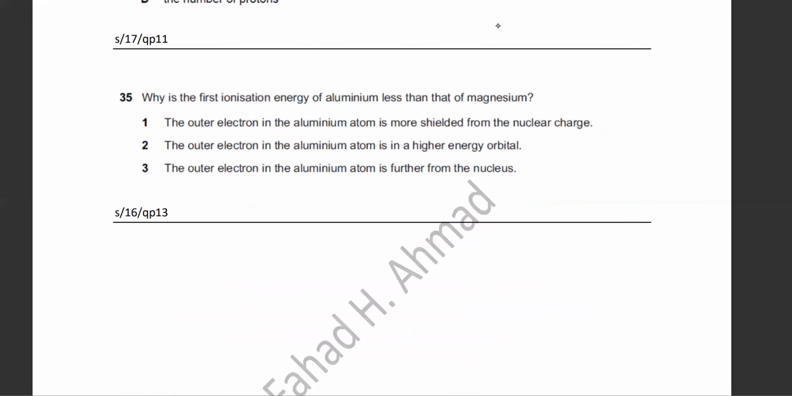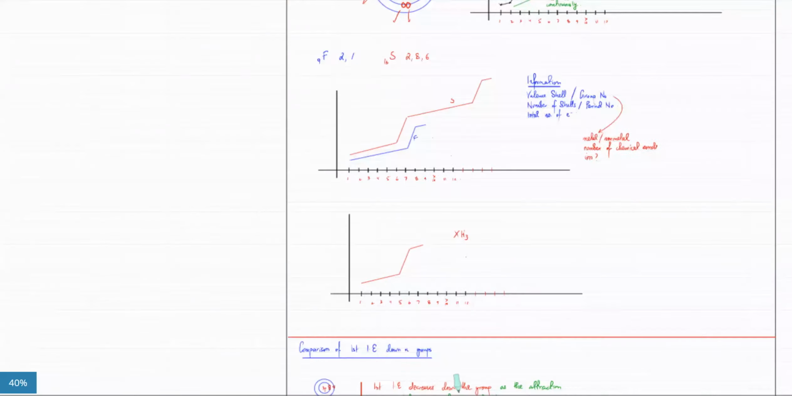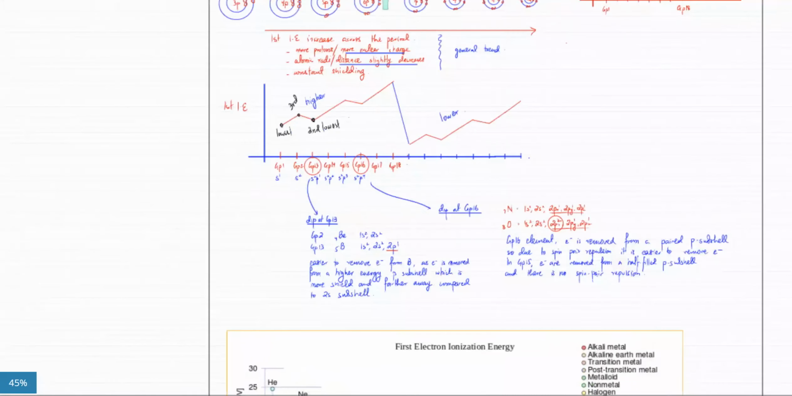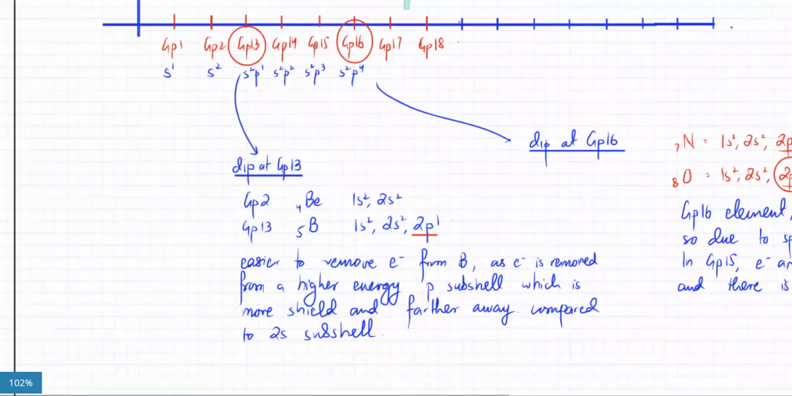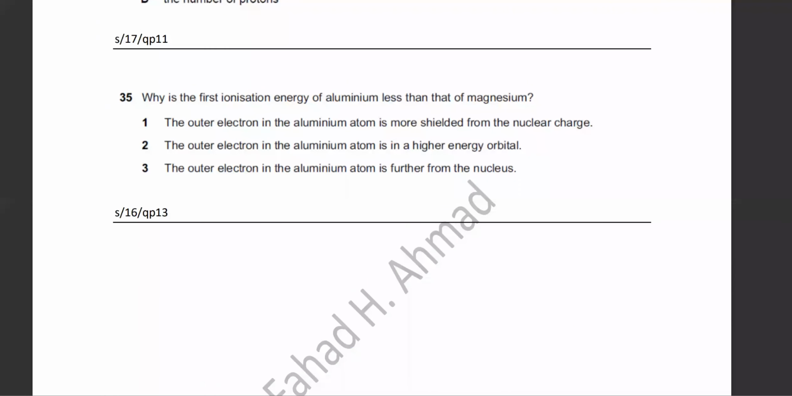So why is the first ionization energy of aluminium less than that of magnesium? What's the answer to that? This is the same part where there's a dip. So what are the two factors that are correct? 2 and 3.